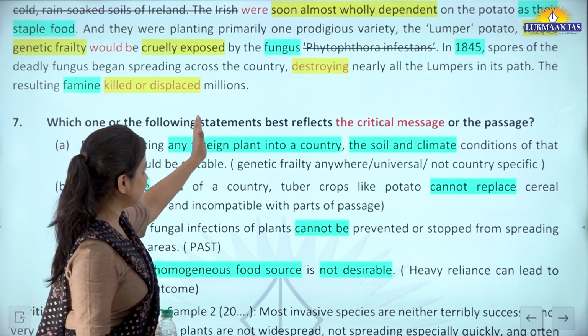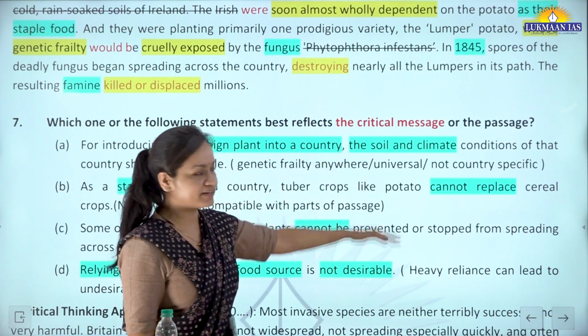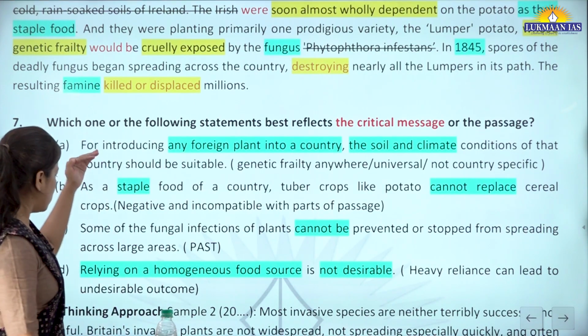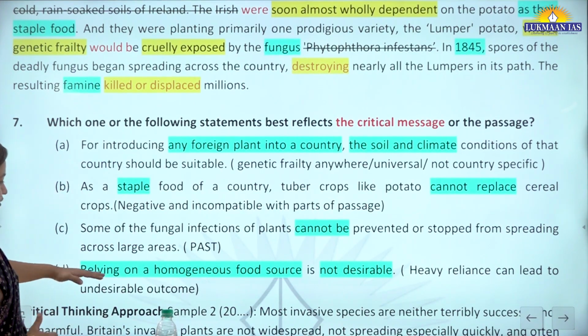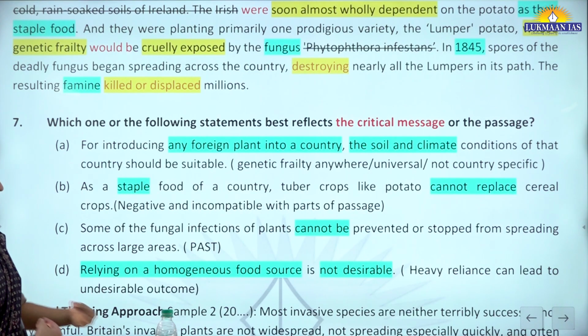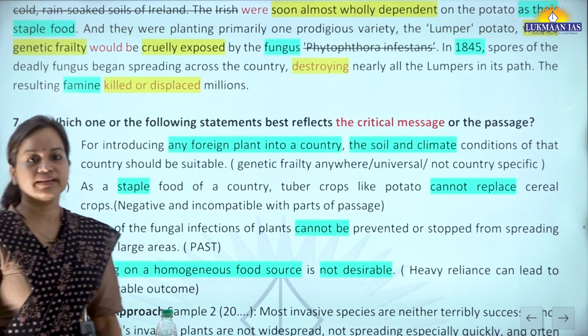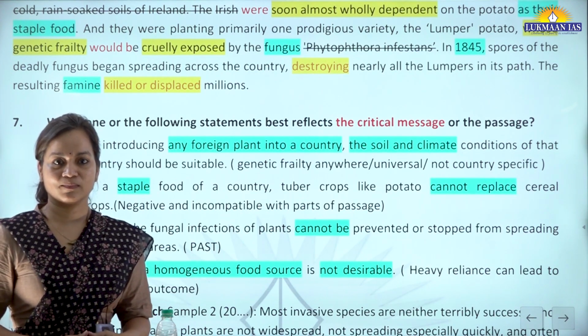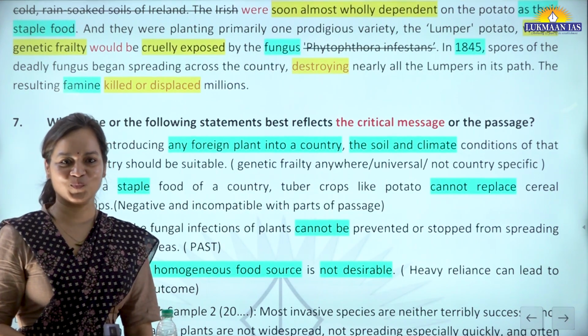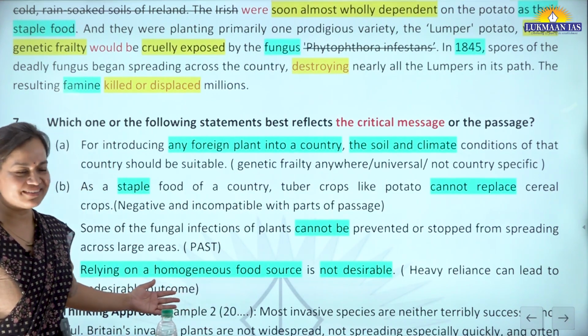The direction statement says best reflects the critical message. Last option: relying on homogeneous food sources is not desirable. This is your answer. If not, then let me know. This is the answer. Why is this the answer?